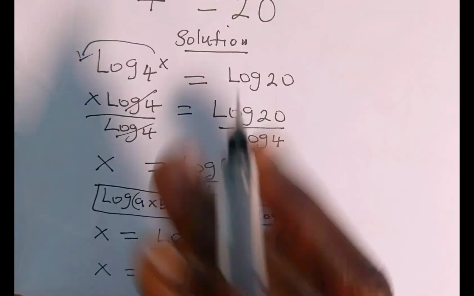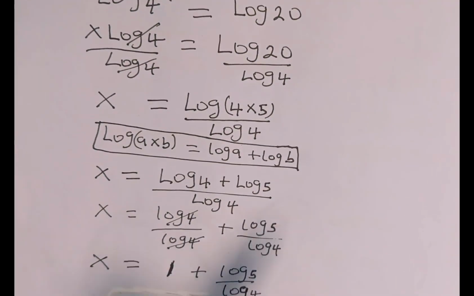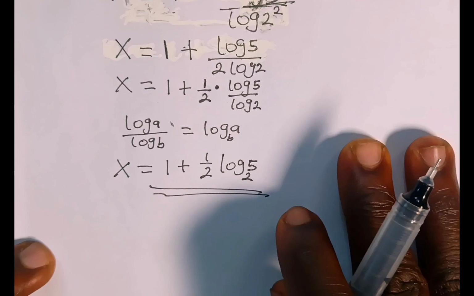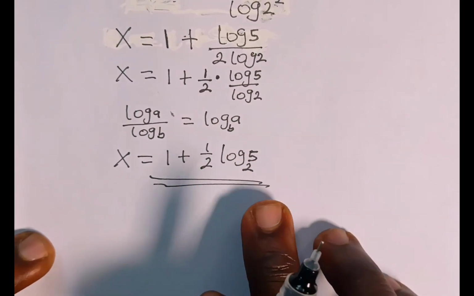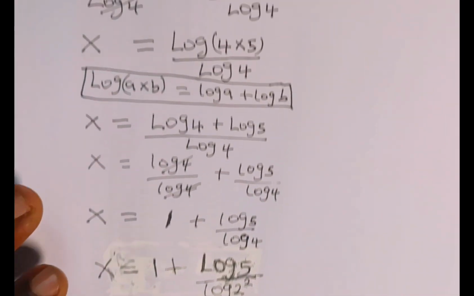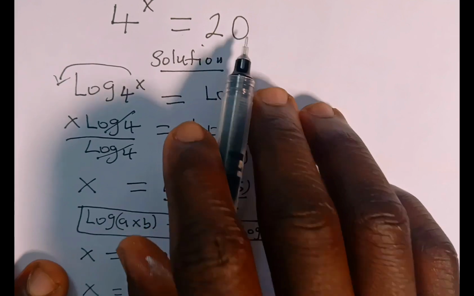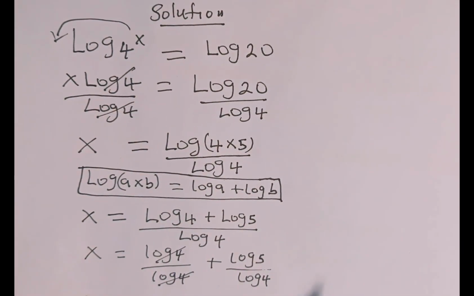And here is the question. When you substitute the value of x as 1 plus 1 over 2 log 5 to base 2, in place of this x, you are going to get 20. So this is how to solve this problem.